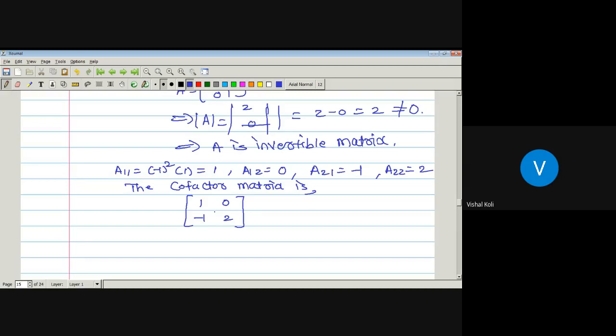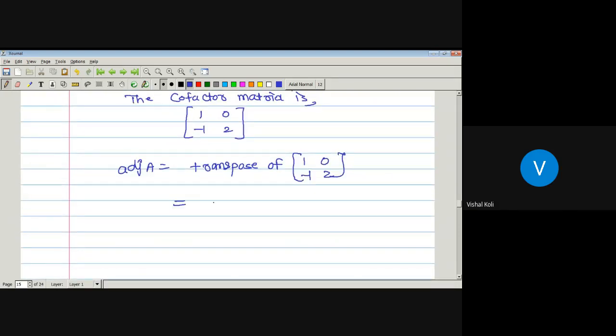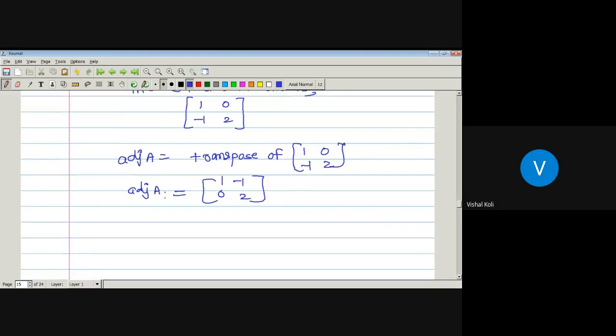Now the adjoint of matrix A is nothing but the transpose of the cofactor matrix, and the cofactor matrix is 1 0 minus 1 2. Just take its transpose, which is 1 minus 1 0 2. So this will be the adjoint of matrix A. Now we have to find A inverse.